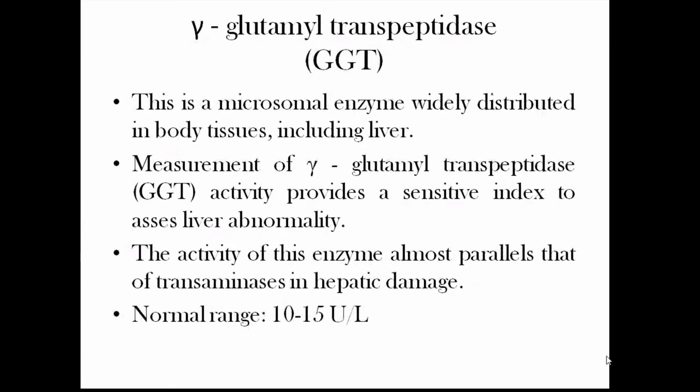Gamma GT is a microsomal enzyme, and it's also widely distributed. The measurement of gamma GT activity produces a sensitive index of liver abnormality. It's made in the liver, and when the liver cells are damaged, it pours out. So the activity of this enzyme is also useful alongside ALP in hepatic damage. Hepatic damage leads to elevation of all the enzymes made in the liver.